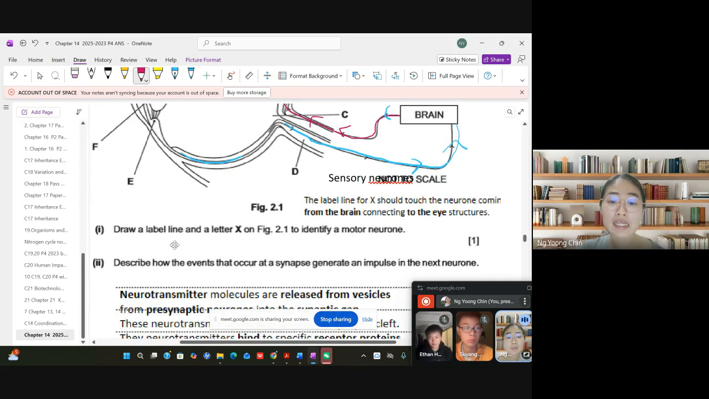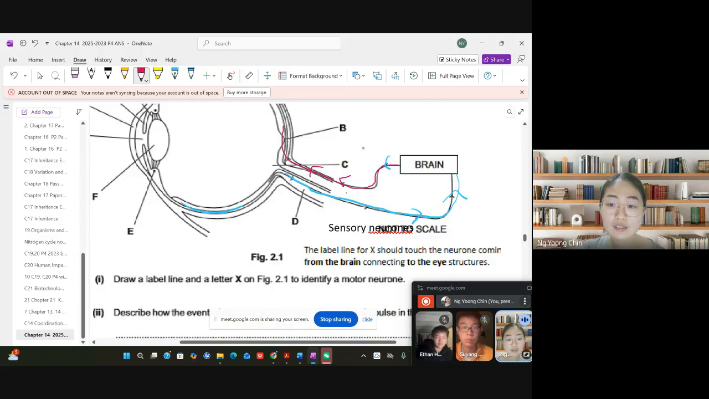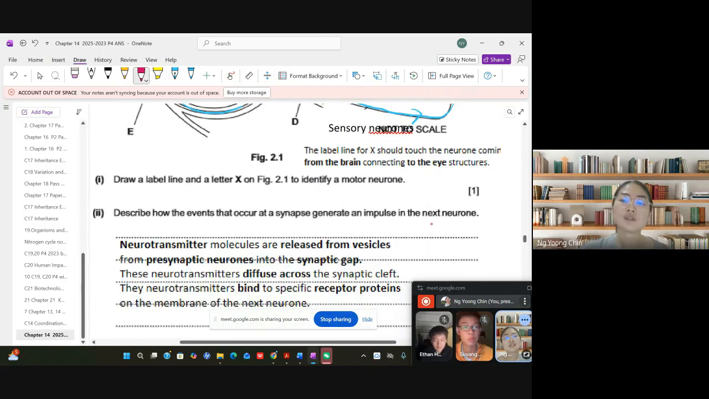Okay, draw a label line and the letter X, like this. Label it as motor neurons. 1 mark. Okay, and then describe how the events that occur at the synapse generate the impulse in the next neurons.